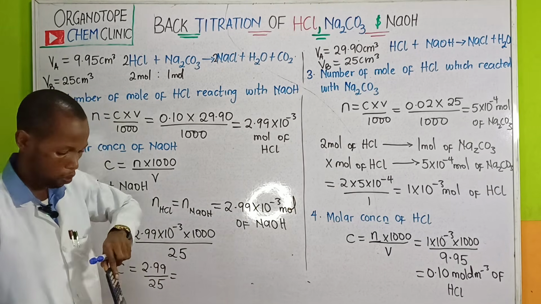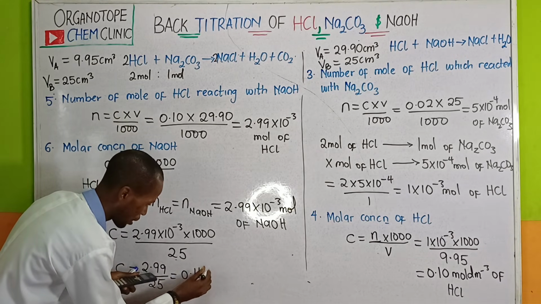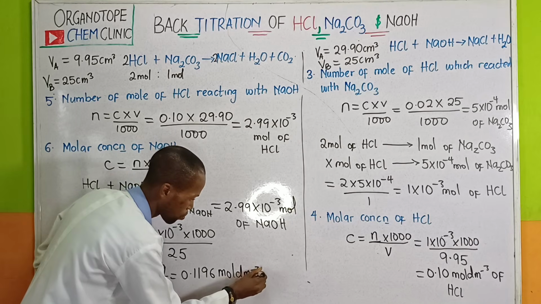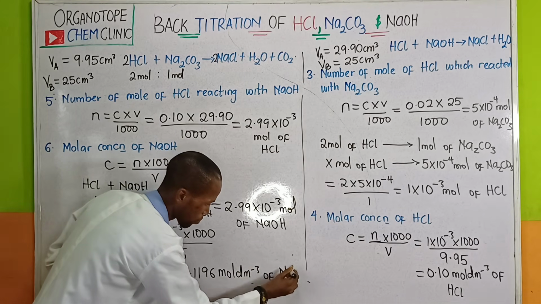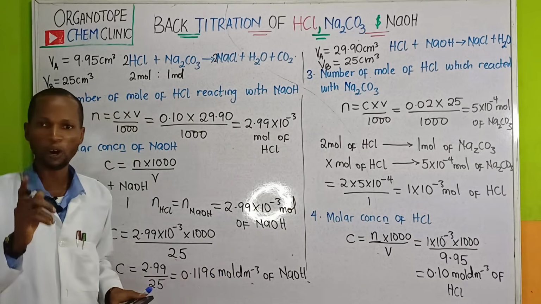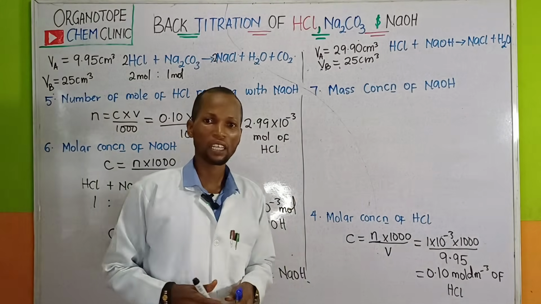Okay, so what do we have? When you press the calculator, what do we have? We have 0.1196 mole per dm³. Mole per dm³ of what? Sodium hydroxide. So we've been able to determine the concentration in mole per dm³ of sodium hydroxide in this reaction. Now, can we take the last question?